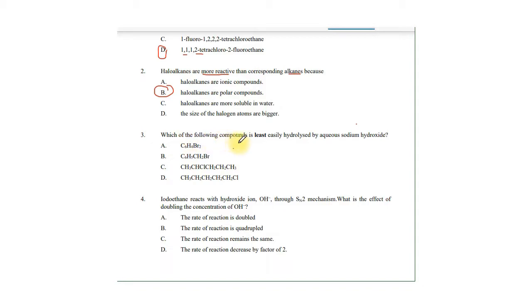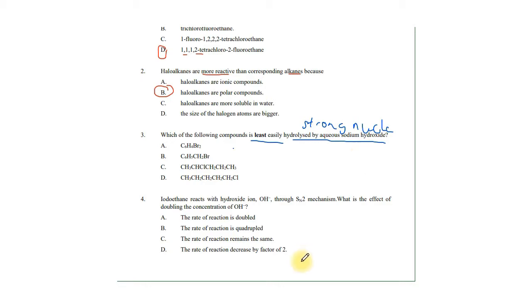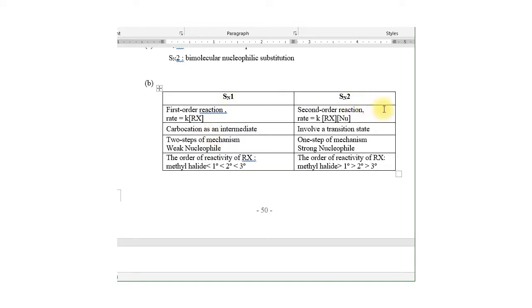Which of the following compounds is least easily hydrolyzed by aqueous sodium hydroxide? You must know sodium hydroxide is actually a strong nucleophile. If it is a strong nucleophile, you must have some idea whether it is for SN1 or SN2. So let's check the difference between SN1 and SN2. SN1 is a first order reaction, where the rate only depends on the concentration of the haloalkane. And then a carbocation is the intermediate, so this is a two-step mechanism using a weak nucleophile.